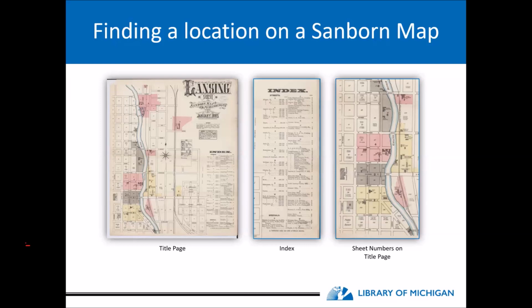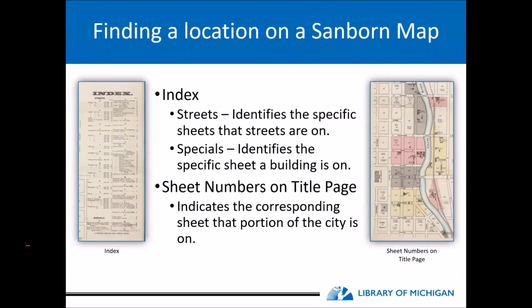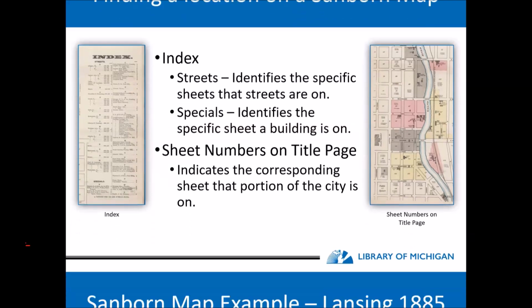So it's kind of a rough layout of what you're going to find. I'm going to go ahead and move to the next slide. If we're trying to find a location in a Sanborn map, we're going to go to that index, because the streets are going to identify a specific sheet that a building is on. And then you're going to go find the sheet and the number. This is going to make a little more sense once we get to the demonstration, and I can show you the index and the sheets. This is how we're going to navigate the Sanborn maps.